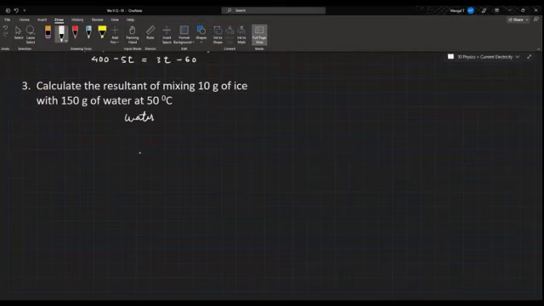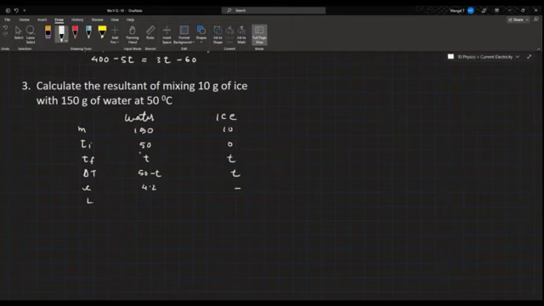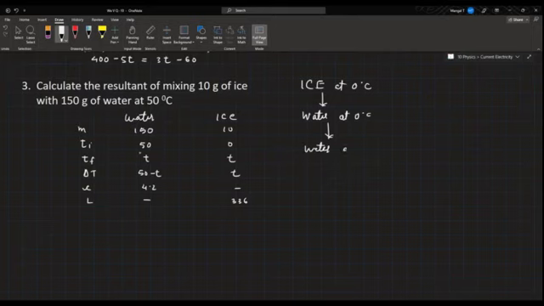So we have water, we have ice, mass is 150 grams, this is 10. Initial temperature is 50, this is 0. Final temperature we don't know. Specific heat capacity 4.2. Latent heat is 336. So again, for those students, there is ice which is at 0 degrees Celsius, that will become water at 0 degrees Celsius, and then it will become water at T degrees Celsius, which is the final temperature.